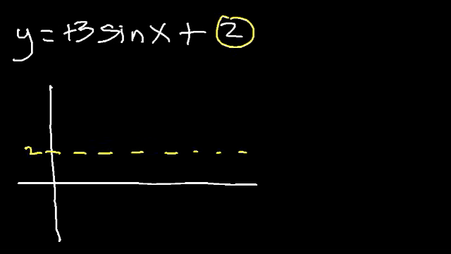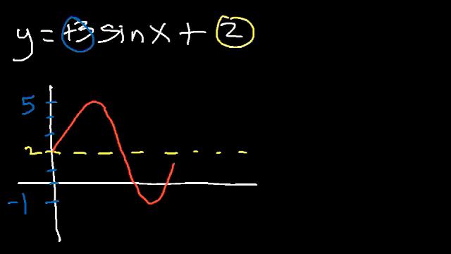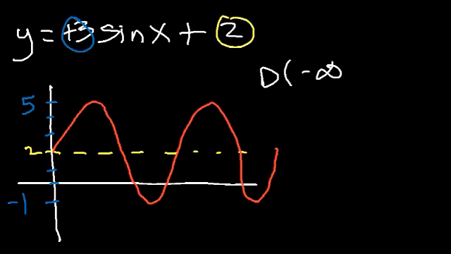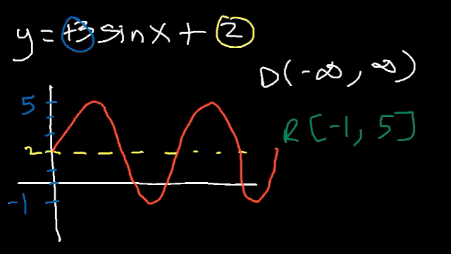Now the amplitude is 3. So it's going to be 3 units above the center line, which has a maximum value of 5, and 3 units below. So the sine wave is going to vary from negative 1 to 5. Now the shape is going to be the same, and it's going to continue going on forever. So as you can see, the domain is still from negative infinity to infinity, but the range is now negative 1 to 5, and it includes those points.